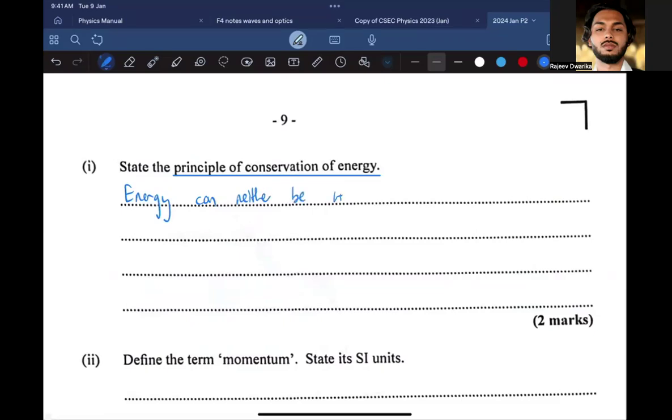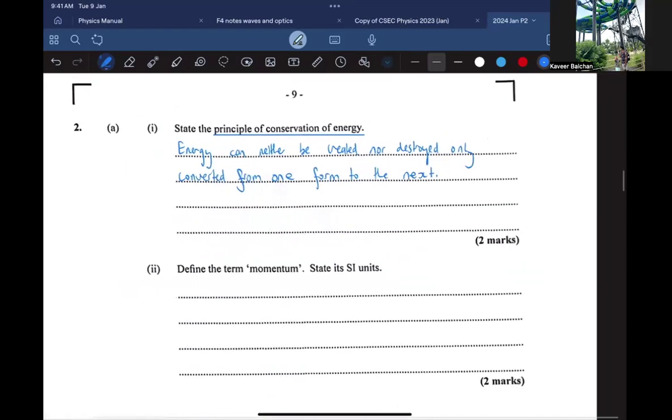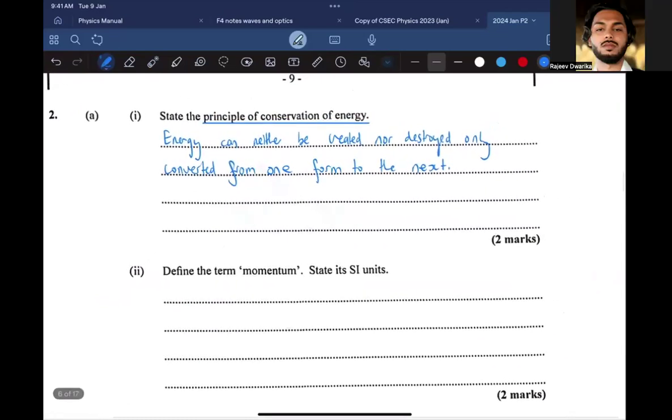So the conservation of energy says that energy can neither be created nor destroyed, only converted from one form to the next. Justin, did you know that? Please tell me you knew that. Yeah. Okay, good.